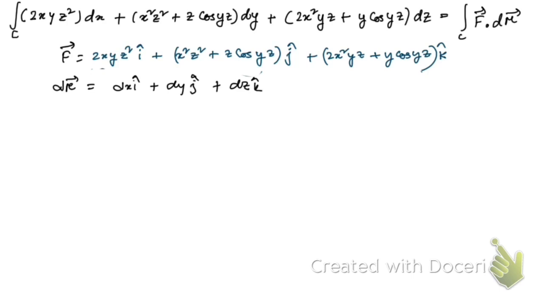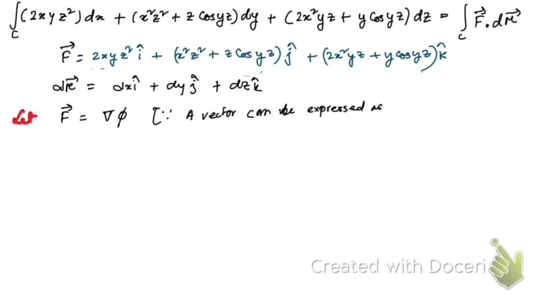Now you see, let us consider that this function, this vector F, can be considered as the gradient of some scalar. So let me consider that phi is some scalar, since a vector can be expressed as the gradient of some scalar, right? So that's why we have considered this way.